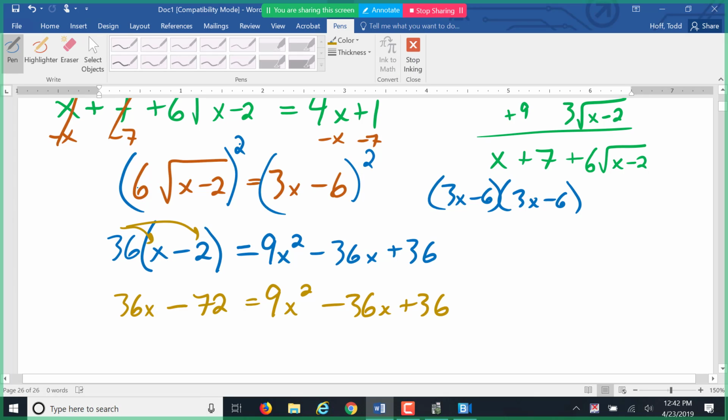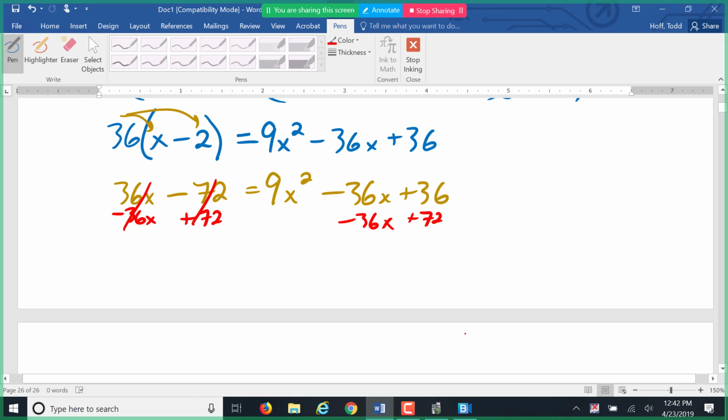We need to get this equal to 0 because it is a quadratic, have an x squared and an x. The 9x squared is positive, so I'm going to leave that where it is. I'm going to move everything else off the other side. So I'm going to subtract 36x to get rid of that. And I'm going to add 72 to get rid of the negative 72. So I end up with 0 equals 9x squared minus 72x plus 108.